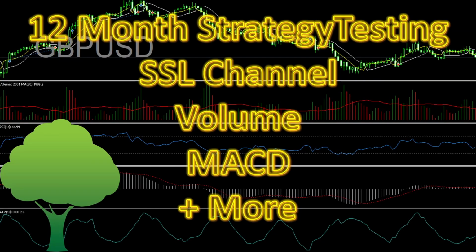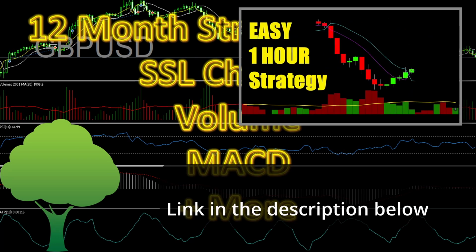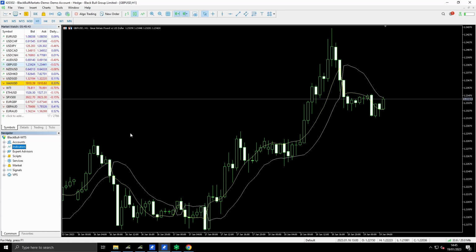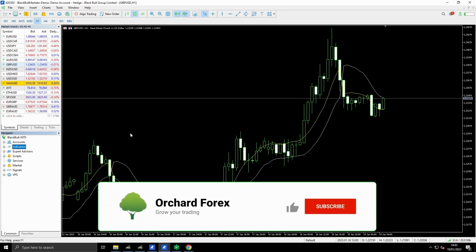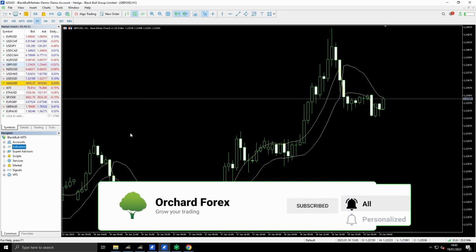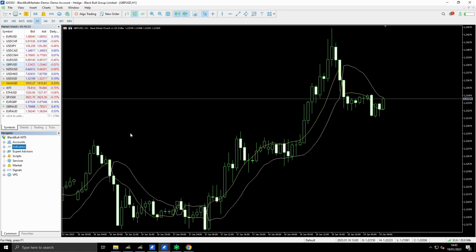Today I'm looking at another strategy, and this strategy is again from Tradepro, and it uses the SSL channel, volume, and MACD. So I've got a chart open here, and let's start adding the indicators. And the first indicator I've put on here is the SSL channel. This is an indicator that I used recently when I was showing how to convert a simple TradingView indicator to Metatrader, and it just happened to be the SSL channel, so that worked out well.